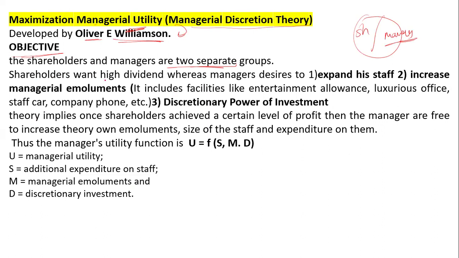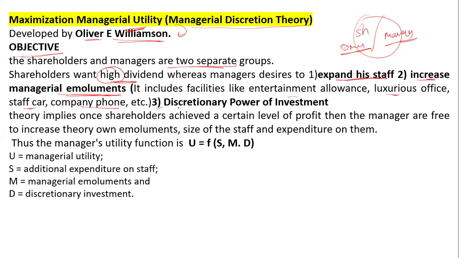Here the shareholders want a higher dividend, whereas the manager has a desire for expanding his staff and increasing the managerial emoluments. Emoluments means facilities, like entertainment allowances, luxurious offices, staff cars, and company phones. So increasing the managerial emoluments is also a desire of the manager.